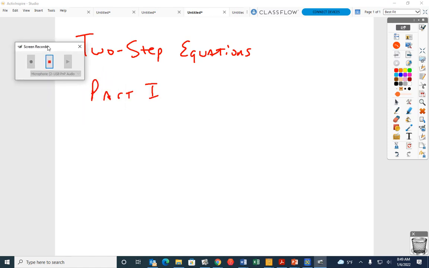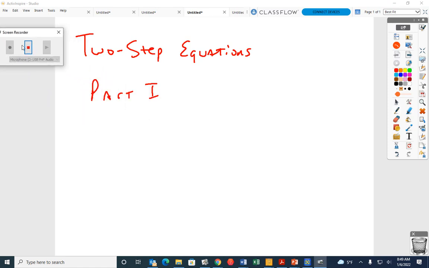Okay, so this is solving two-step equations, part one. Obviously the change from what we've done yesterday and the day before is what? It's an additional step. You had one-step equations, and for the most part, you did one step. In other words, if I needed to get rid of a negative term, I did a positive term. If I needed to get rid of a positive term, I subtracted the term, or I did a negative term.